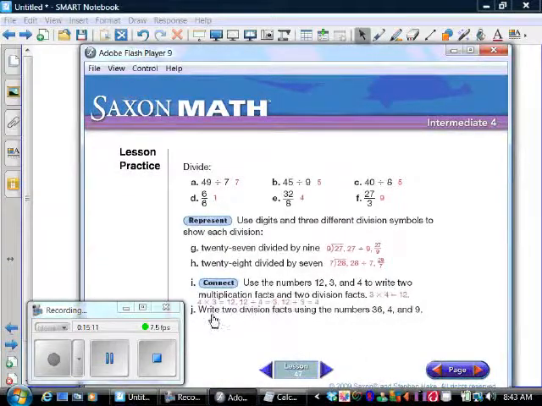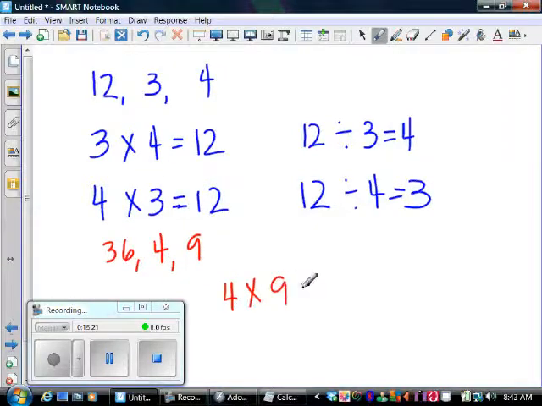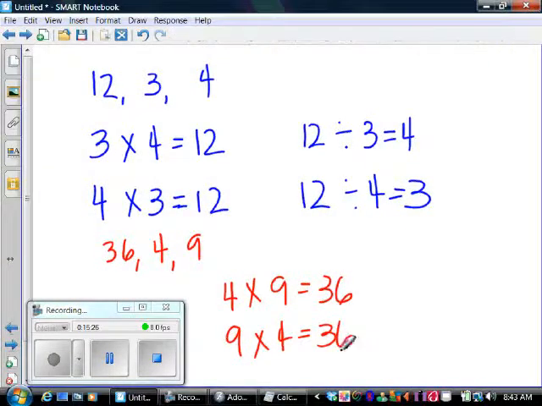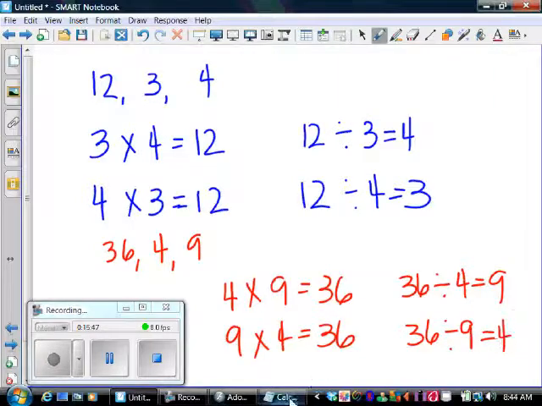Now it's asking us to do the very same thing with 36, 4, and 9. 4 times 9 equals 36. 9 times 4 equals 36. So this is what property of multiplication? Remember, we moved them, we commuted them. It's the commutative property of multiplication. Now with division, we have to start with the largest number in the fact family, 36 divided by 4 equals 9, and 36 divided by 9 equals 4.